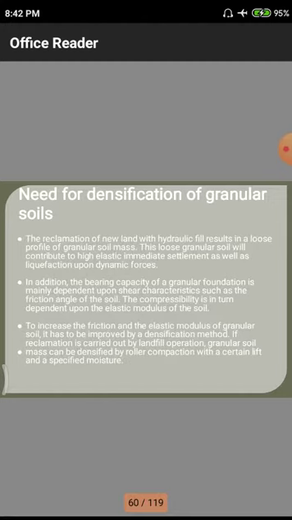Next, in addition to bearing capacity, the granular foundation mainly depends upon shear characteristics such as the friction angle of the soil.